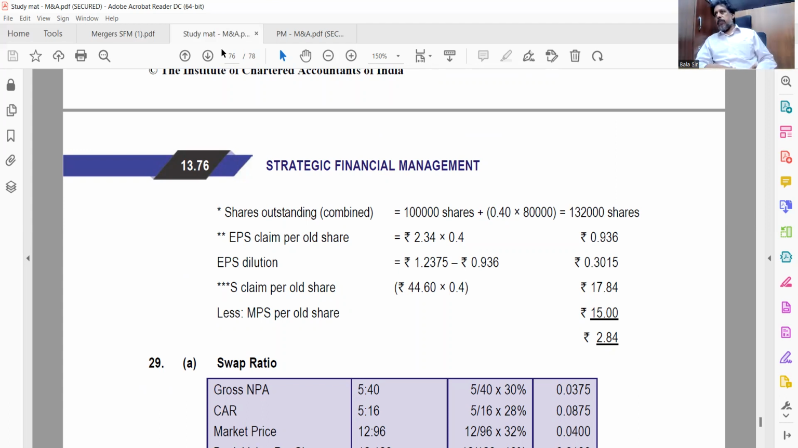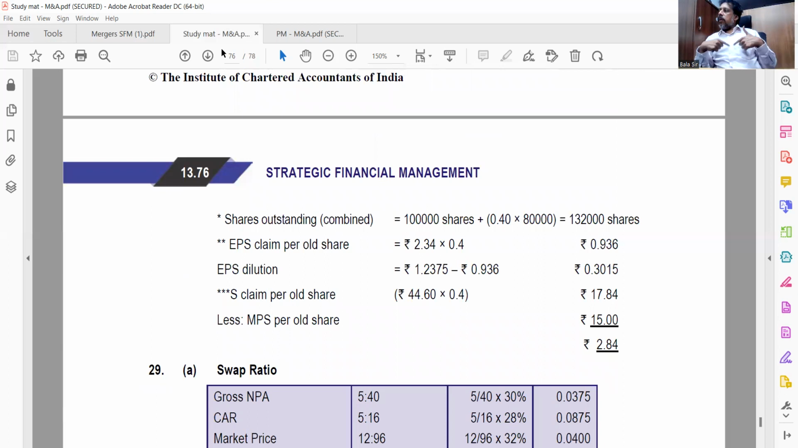The shares outstanding combined is 1 lakh shares plus 0.4 into 80,000. Exactly. 1 lakh shares. My shareholders will be holding 1 lakh anyway, even after merger. So that plus 0.4 into 80,000. That's the number of shares given to you people, 32,000. In all, 1 lakh 32,000 shares.